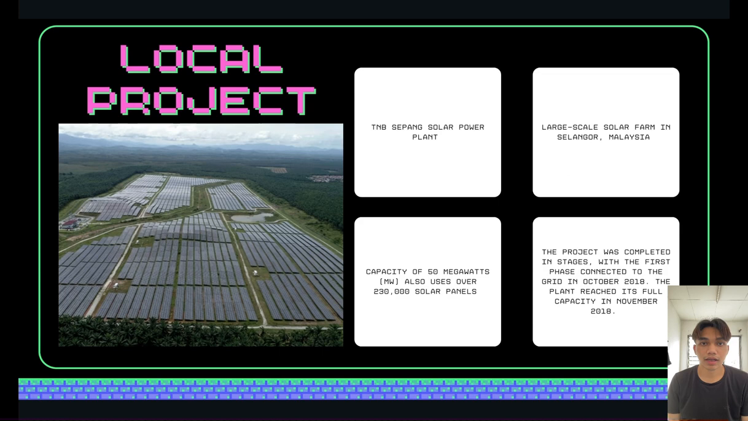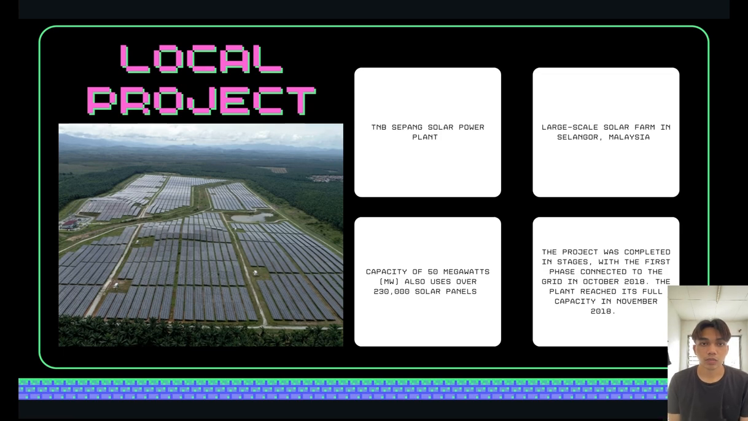This project is a large-scale project solar farm located in Selangor, Malaysia. It was developed as part of Malaysia's effort to increase the use of clean and sustainable energy. The Sepang solar power plant has a capacity of 50 megawatts and uses over 230,000 solar panels spread across a large area. That's enough electricity to power thousands of homes while reducing carbon emissions.